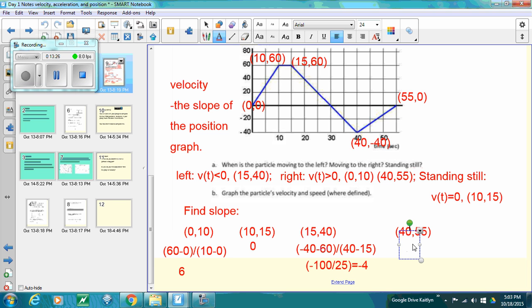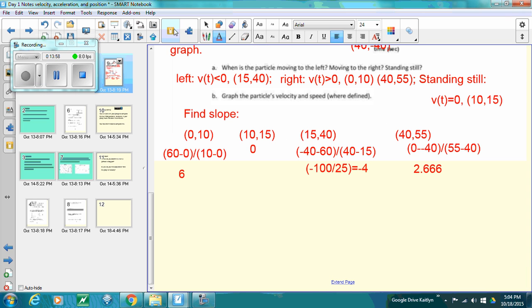And then the last one, we're going to find from 40 to 55, so I'm going to do y2, which is 0, minus negative 40. And then I'm going to divide that by 55 minus 40. And if you do that, you get 40 over 15, which reduces to 2.666 repeating. So those are my slopes, and then I have to graph them.